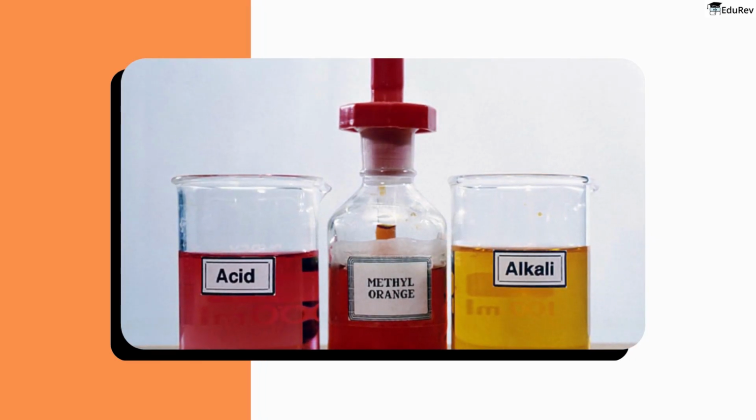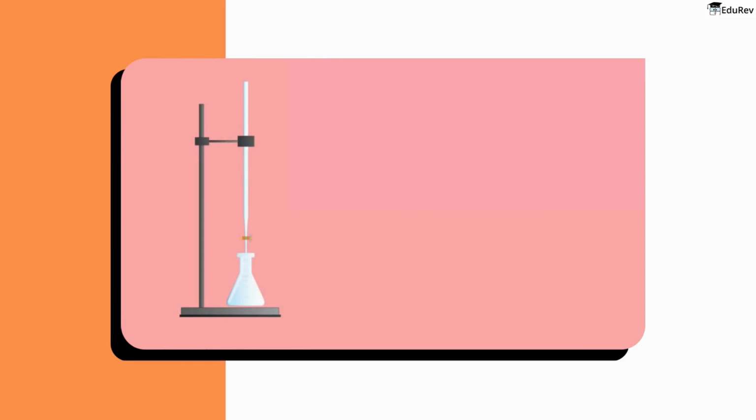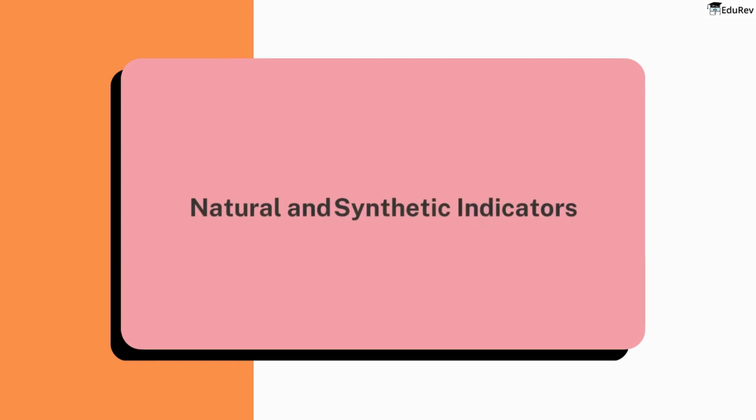The second synthetic indicator that we will be discussing is phenolphthalein. Phenolphthalein is colorless. In acid it remains colorless, whereas in a base it turns pink. If it is a very strong base, it may also turn purple. So, the two colors of phenolphthalein are colorless and pink. Now we have discussed ample examples of natural and synthetic indicators.